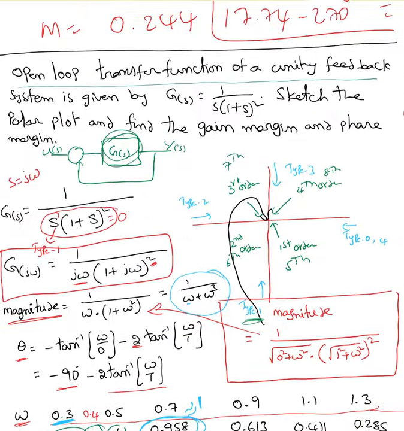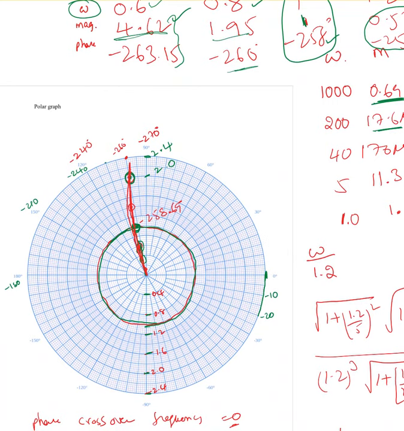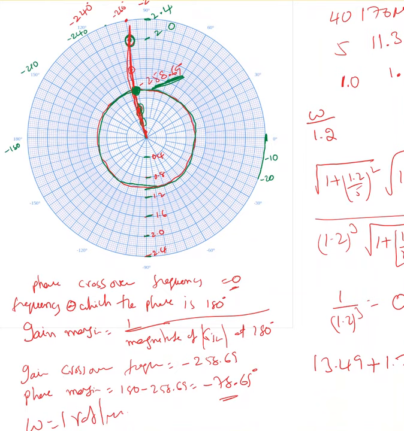So if you look at our example here, here is the unity. At unity, what is that angle? We already found that as minus 258. So the phase margin is 180 minus 258, which is minus 78.69 degrees. Okay, that's the gain margin and phase margin.